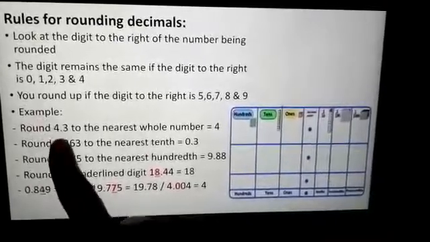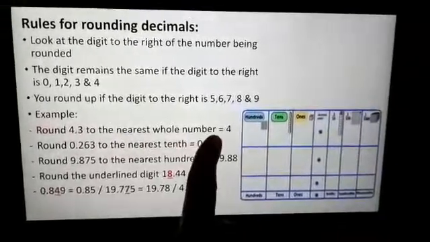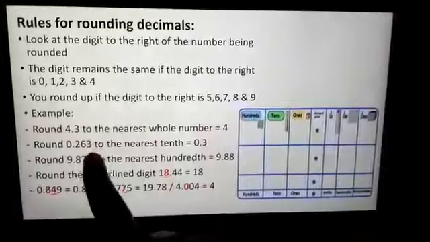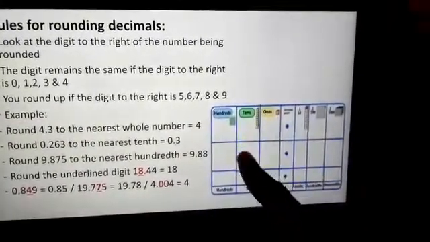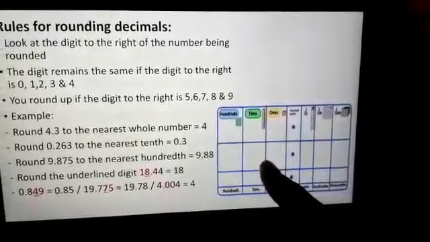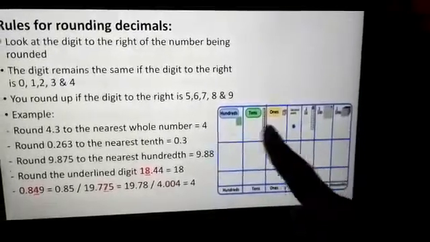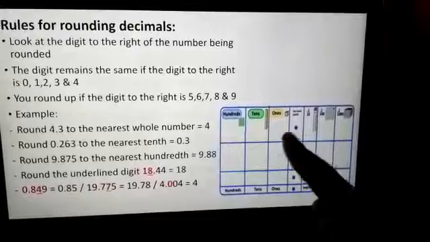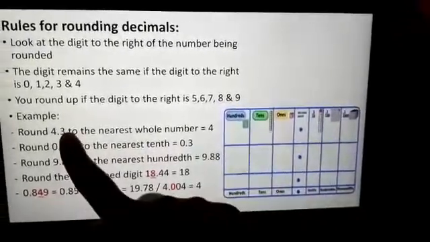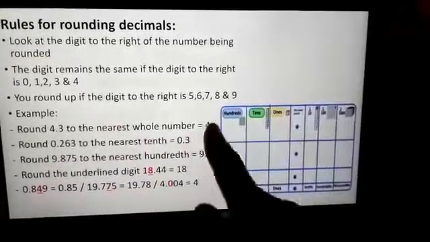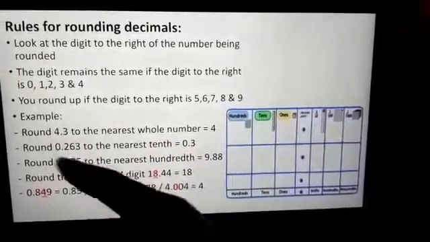So for example, 4.3 to the nearest whole number will be 4. Whole numbers are the numbers before the decimals. So we have our ones, our tens, and hundreds, and so on. Those are the whole numbers. And anything after the decimal is a fraction or a part. So if we had 4.3, the nearest whole number will be 4 because this is 3, so we have to round down.